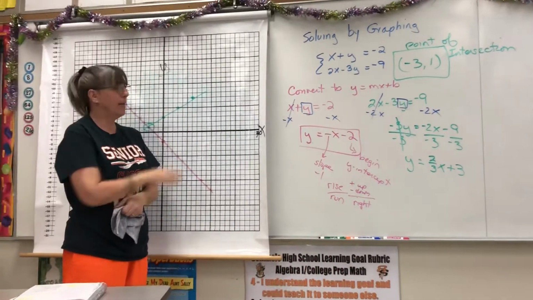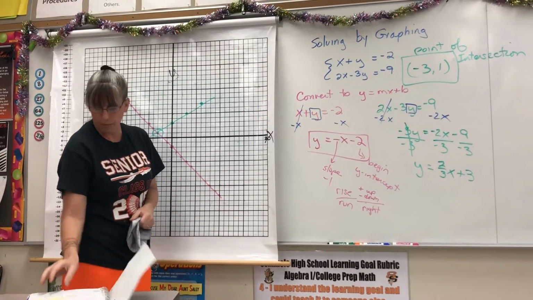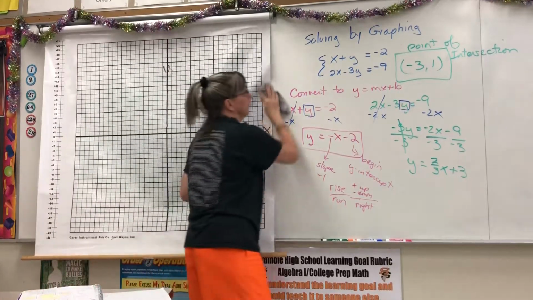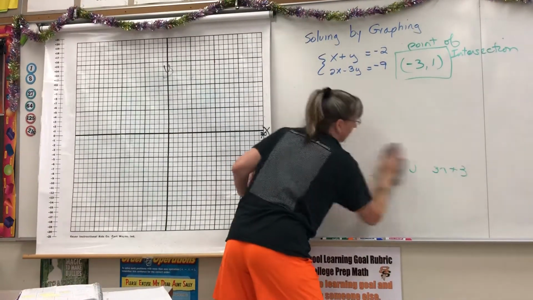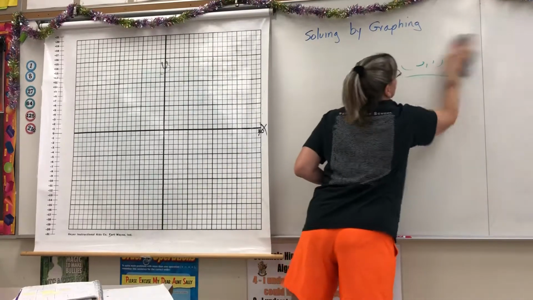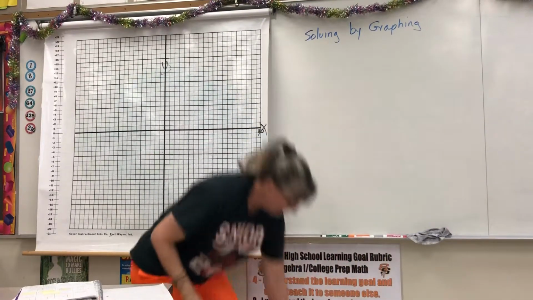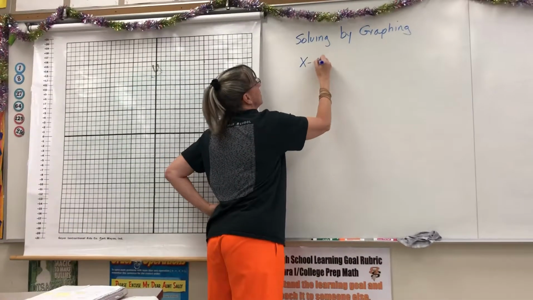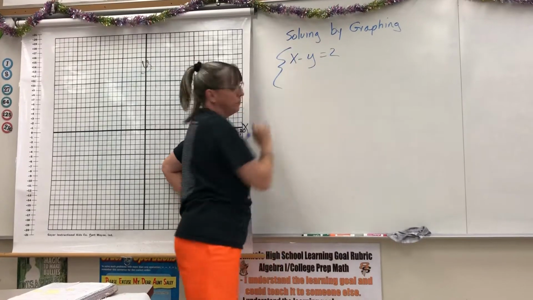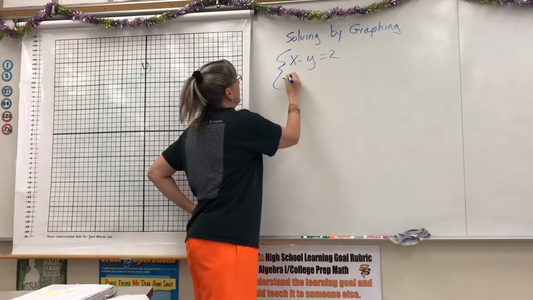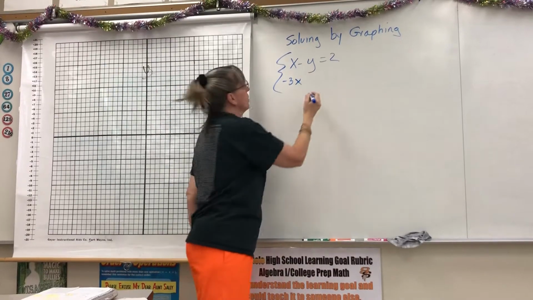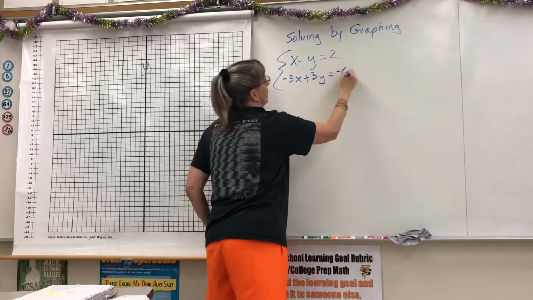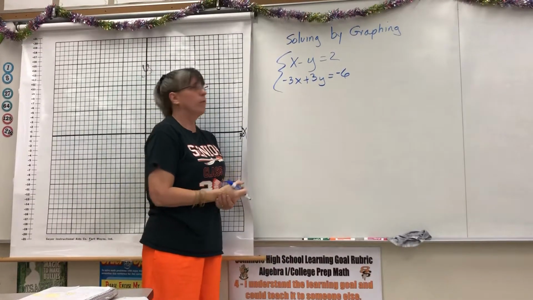Remember, these notes are on eCampus, so I'm going to erase. I'm going to do the second problem. X minus y equals 2, and negative 3x plus 3y equals negative 6. Okay?